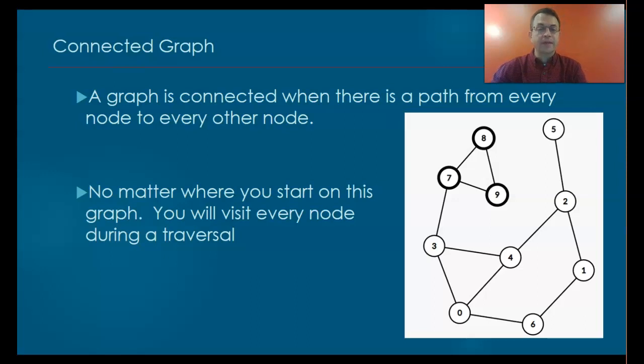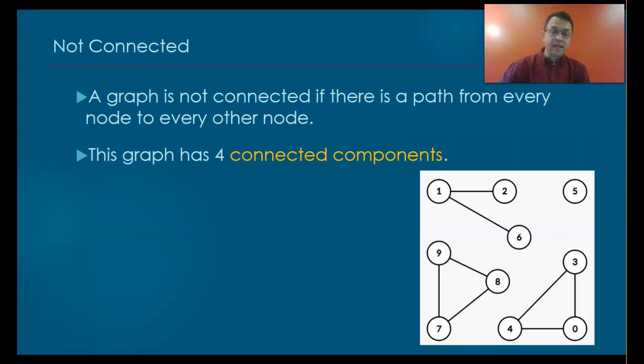So to recall, a graph is connected if you can reach every node from every other node. So for example here, if I began at node 3, I could reach every node in the graph by either a DFS or breadth first search traversal. A graph is not connected if this is not true. So for example, from node 8, I could only reach nodes 9 and 7. So we call each of these a component of the graph. So this graph has 4 components, and we can refer to them as connected components.